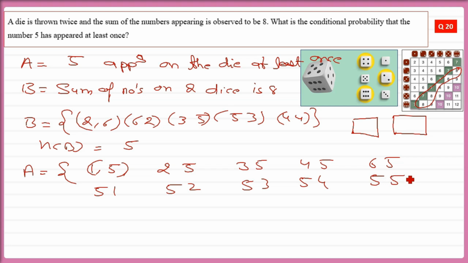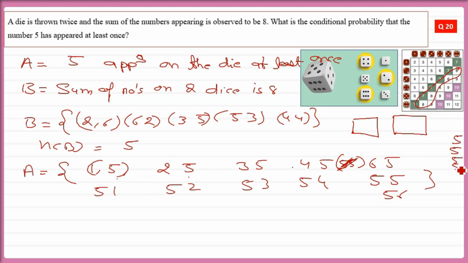I haven't written the 5,5 in the first case, because in this set, multiple values are not allowed. Redundancy is not allowed. So you just have to write 5,5 once. Though it is going to appear twice, you just have to write it once. 5,1; 5,2; 5,3; 5,4; 5,5; 5,6; 5,6 should also come. But 5,5 I need to write only once. That is the whole idea of forming a set.